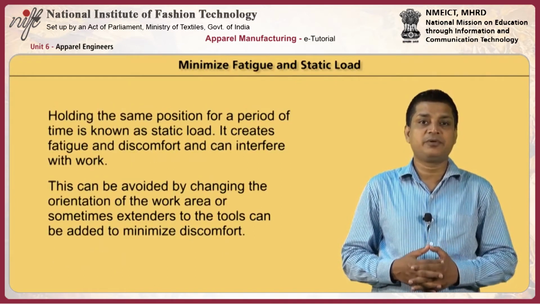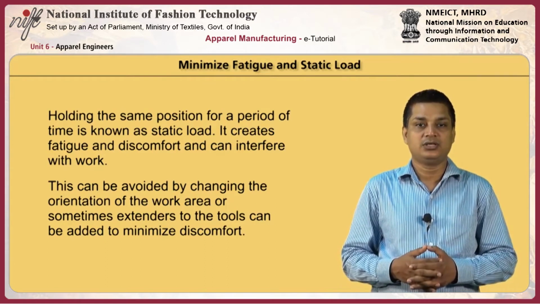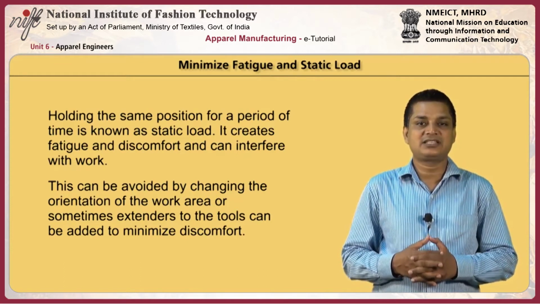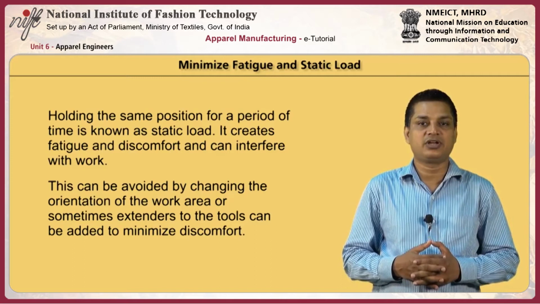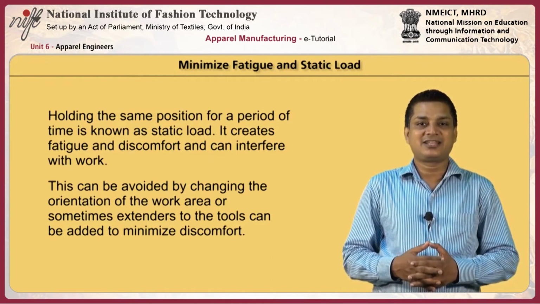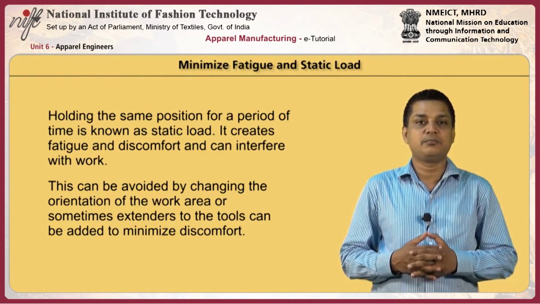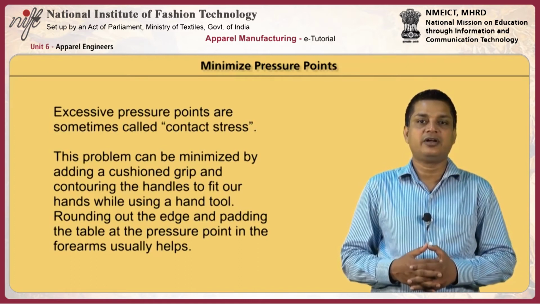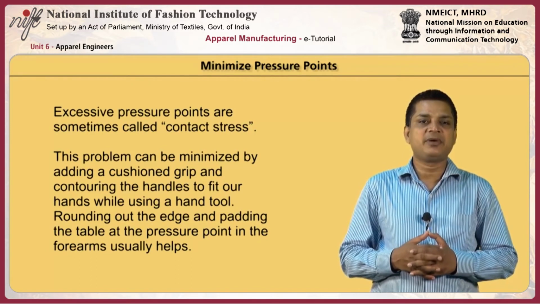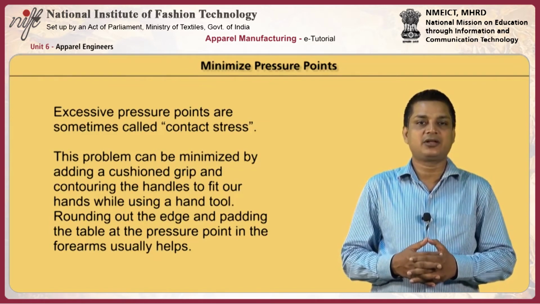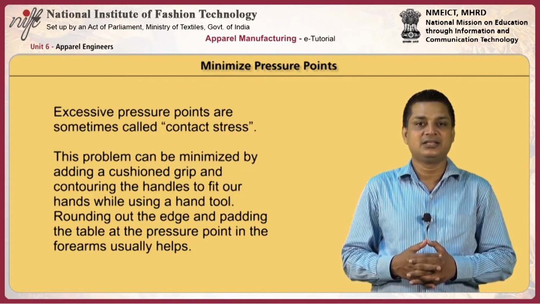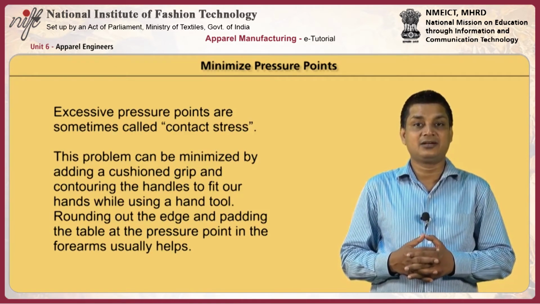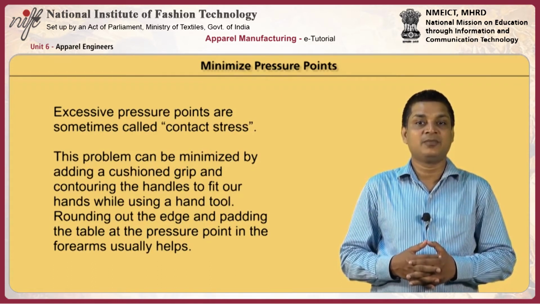Holding the same position for a period of time is known as static load. It creates fatigue and discomfort and can interfere with work. This can be avoided by changing the orientation of the work area, or sometimes extenders to the tools can be added to minimize discomfort. Excessive pressure points are sometimes called contact stress. This problem can be minimized by adding a cushioned grip and contouring the handle to fit our hands while using a hand tool. Again, rounding out the edge and padding the table at the pressure point in the forearm usually helps.